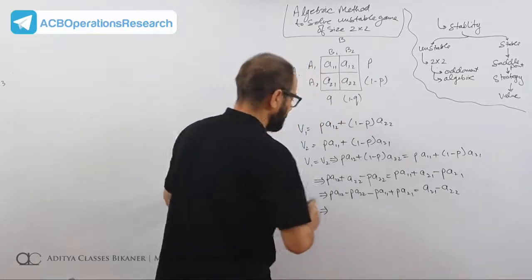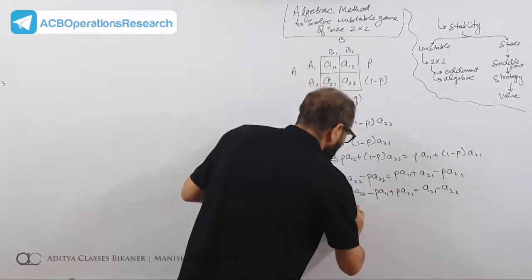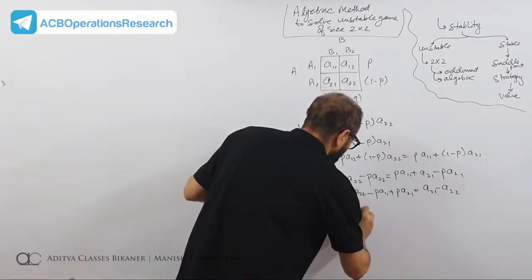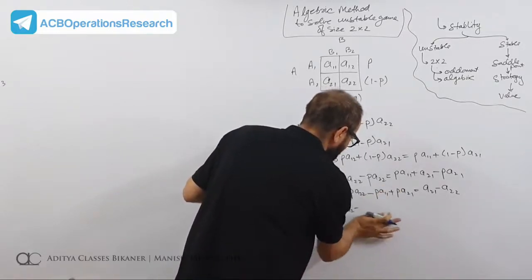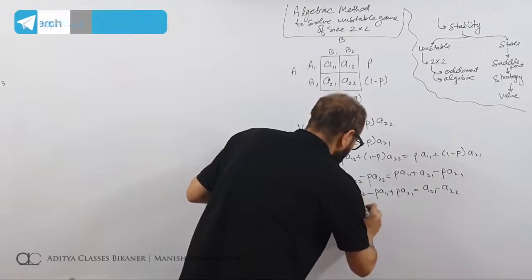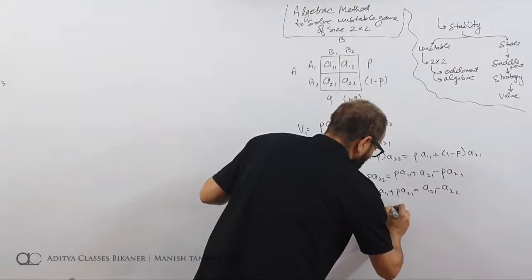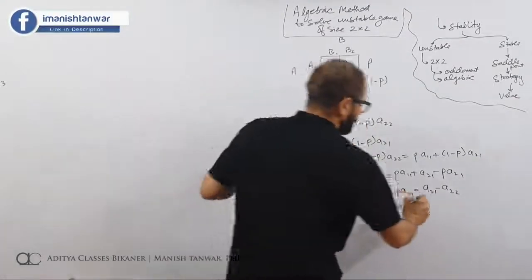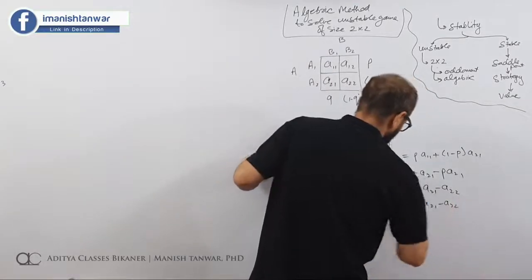It becomes P, A12 minus... I am taking P common from all these. It becomes A12 minus A22 minus A11 plus A21 is equal to A21 minus A22.